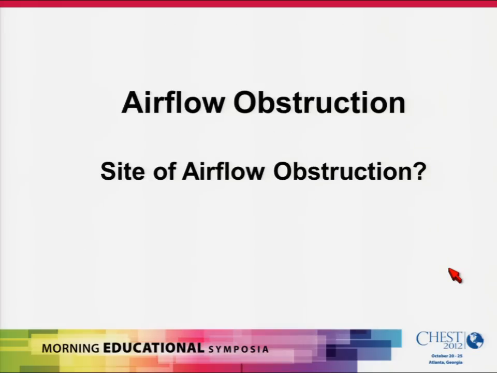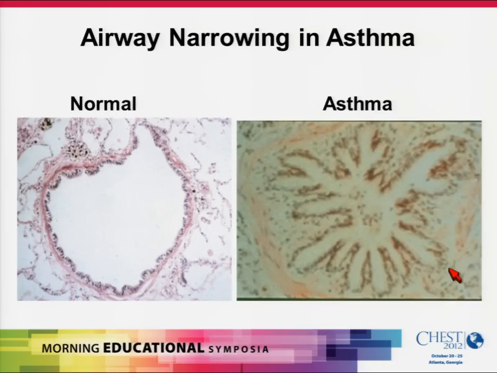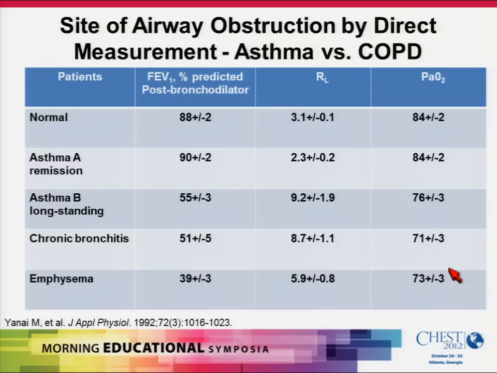Well, let's talk a little bit about airflow obstruction of asthma. And I'm going to present to you a paper, not well recognized. It was in a very prestigious journal, the Journal of Applied Physiology, that looked at features of airflow obstruction in asthma and COPD. And it was quite a brilliant study because it was looking at these features of the smaller airways in COPD, which we know from this lung biopsy, totally abnormal, narrowed, inflamed, thickened, and this airway of asthma, smaller airway, inflamed, narrow, thickened. And it looked at the site of airflow obstruction in patients with asthma and patients with COPD.